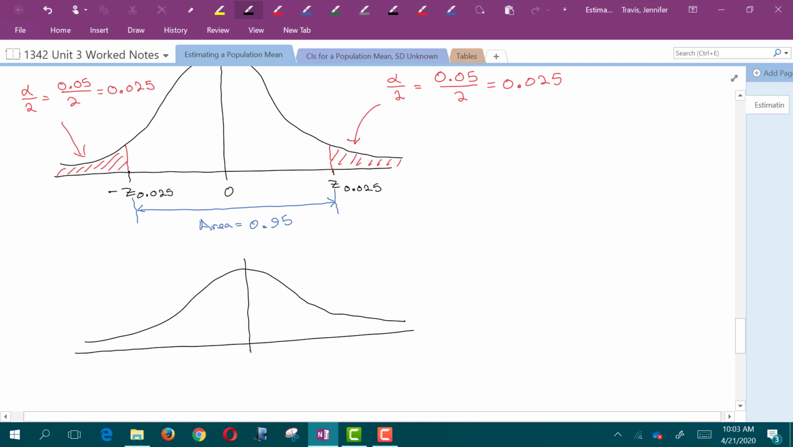So right here in the middle, this is going to be the mu, the population mean of all the possible x bars. Okay, and so then on this end and this end, we still want to put alpha over 2 in each end. Remember, the area under the whole curve is always 1 for any of these normal curves.